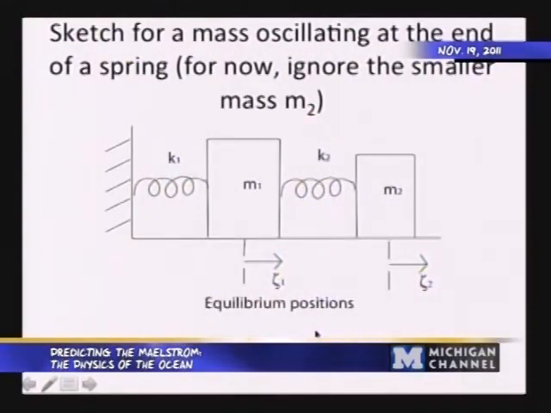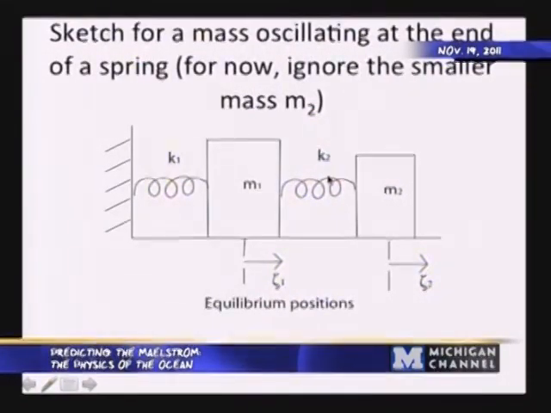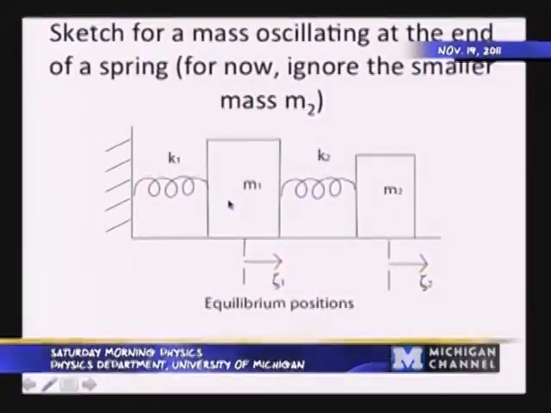What we're going to show you here is a mass oscillating at the end of a spring. I'm going to use this same sketch later on when we talk about coupled oscillators. But for now, ignore the fact that there could be a second spring. We'll show that later on. And just focus on having one spring and one mass, okay?